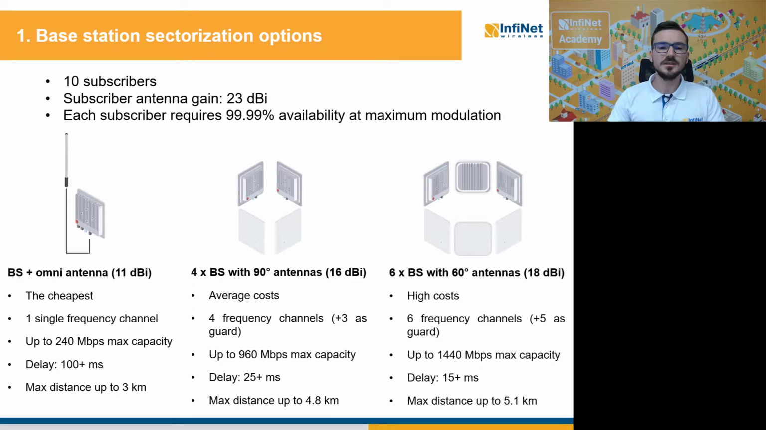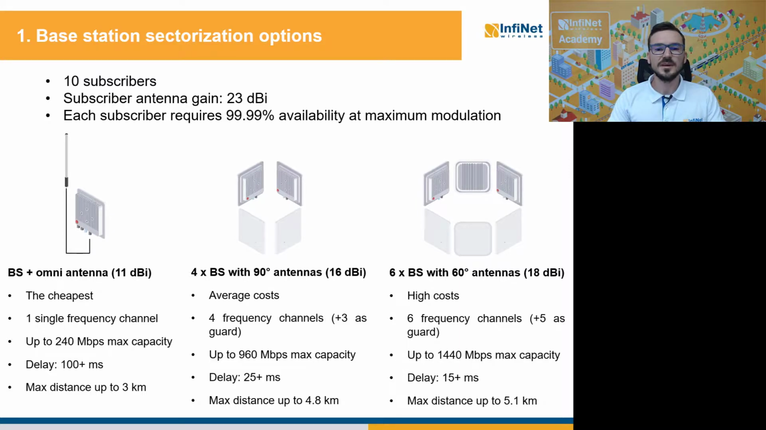The third solution, which is sometimes preferred by some of our customers, relies on using 6 sectors, each with a 60-degree antenna. This option is slightly more expensive than the previous one. And when we asked our partners what was the reason for choosing this solution, their main argument was to increase the coverage radius of the sectors. However, the maximum distance doesn't actually increase that much, only by a few hundred meters. Also, the total delay does not decrease by a huge amount as well.